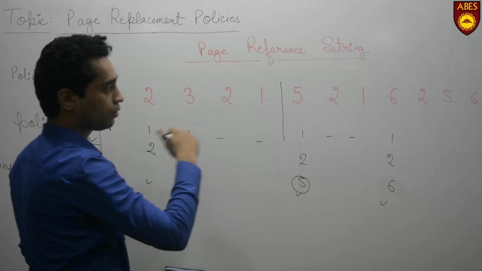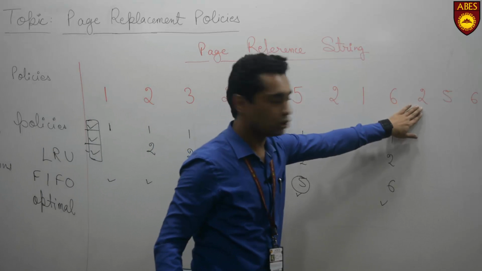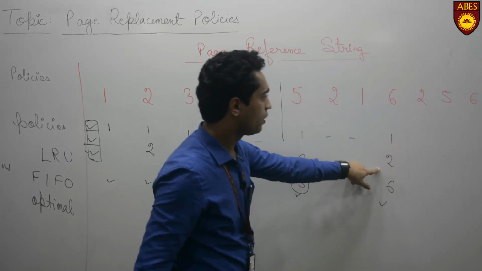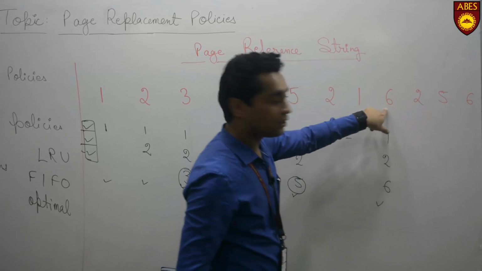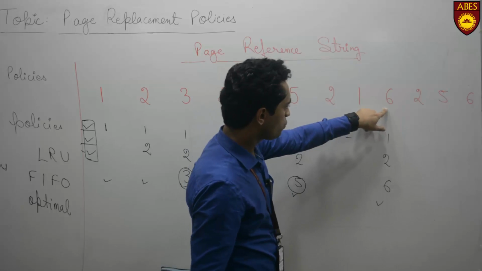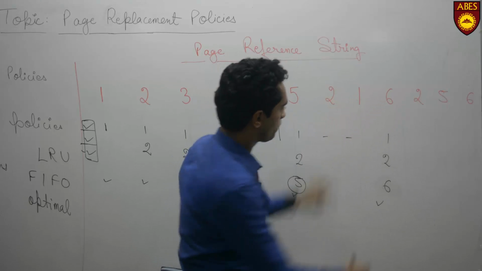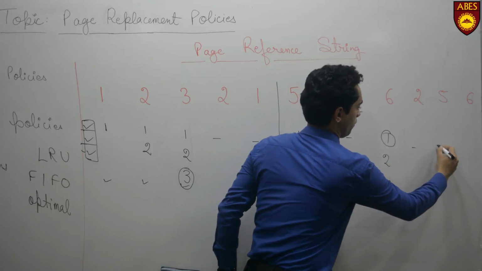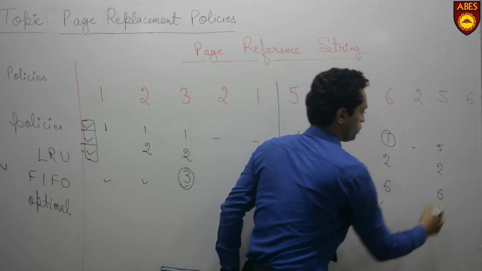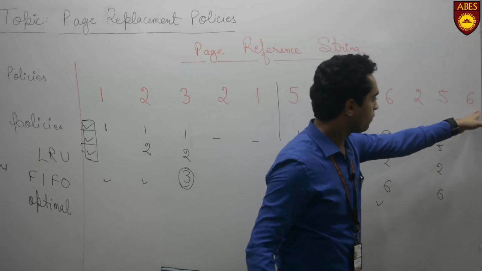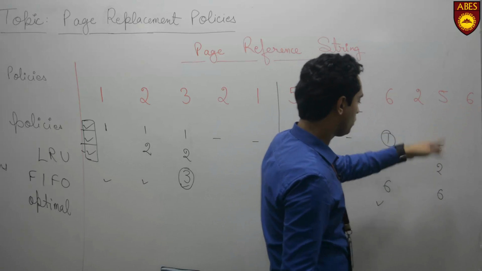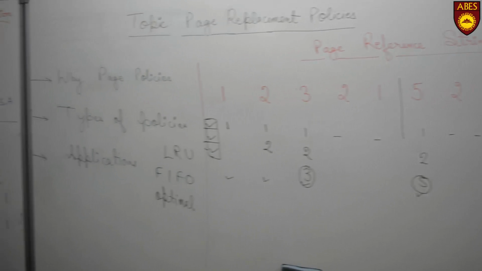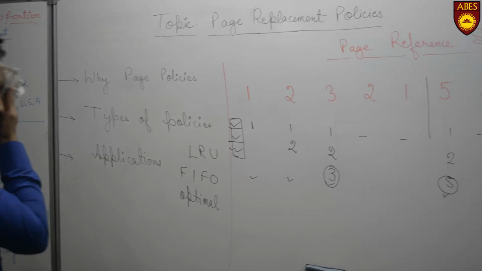Check for the same string. The next occurrence is of page number 2, which is already present there, page number 5. Now 5 is not present here. Now check, 2 and 6 are currently used. So we'll remove 3, the third page, means 1. So here 5, 2, 6. The next occurrence is of page number 6, which is already there. So in this manner we are seeing here. So this is a general approach of least recently used.